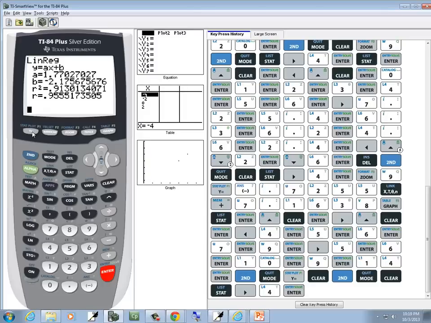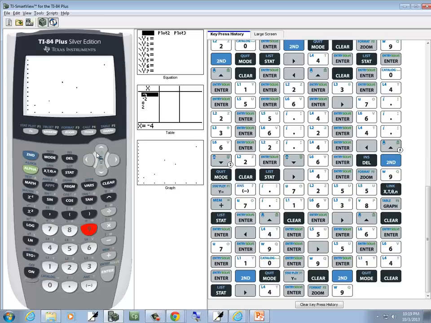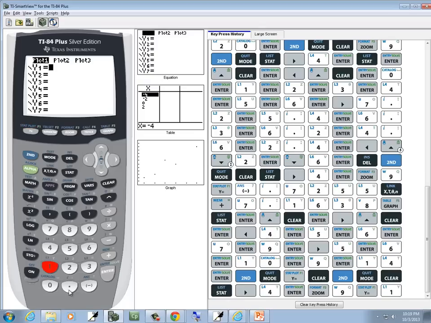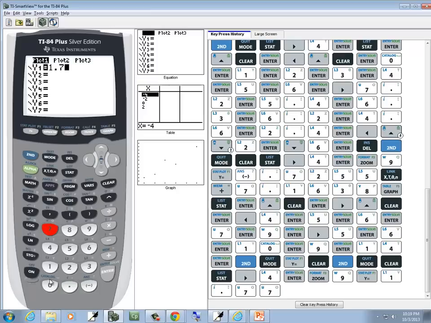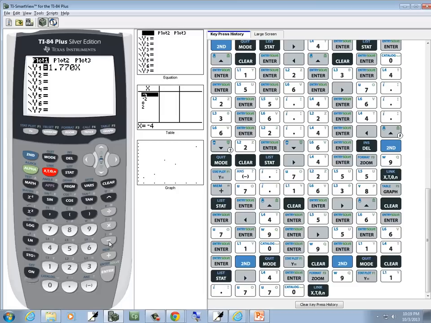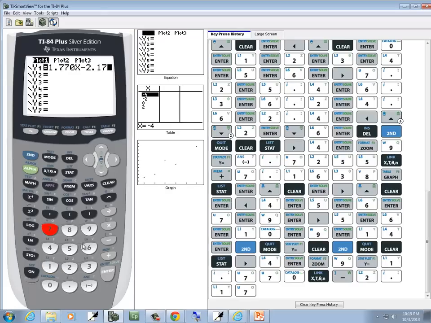Okay. So I'm going to press Zoom, and I'll choose 9. That'll give me my scatter plot. So now I'm going to press Y equals. And on Y1, I'm going to put this. So I got 1.770x minus 2.176. And then press graph.